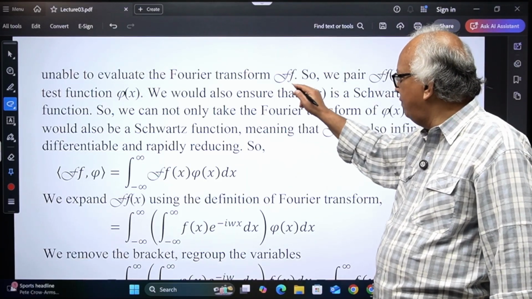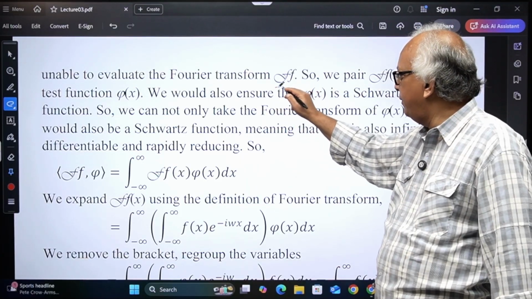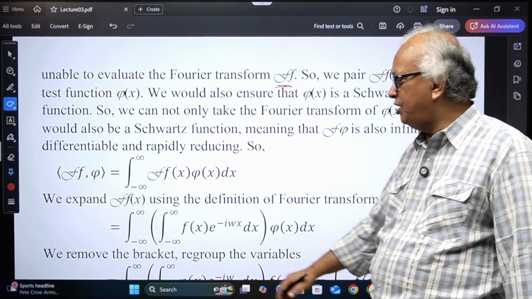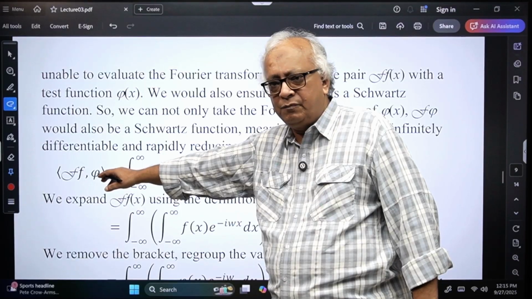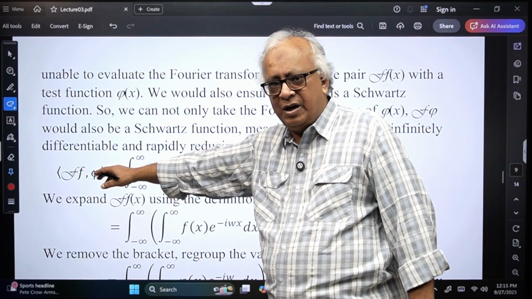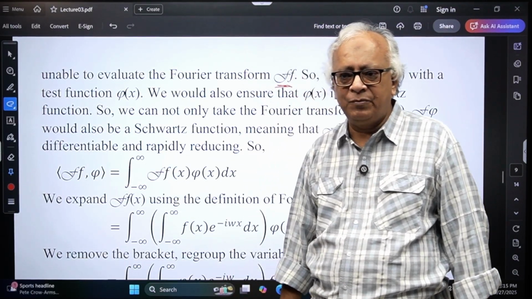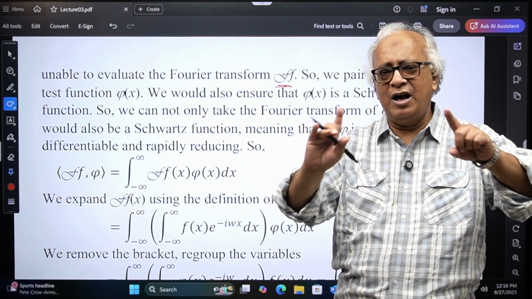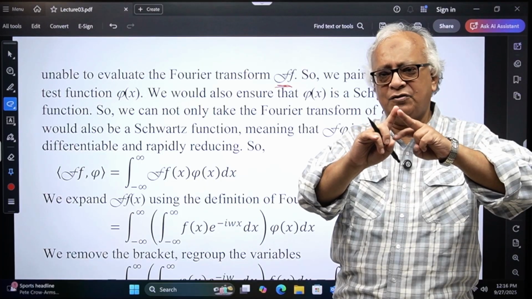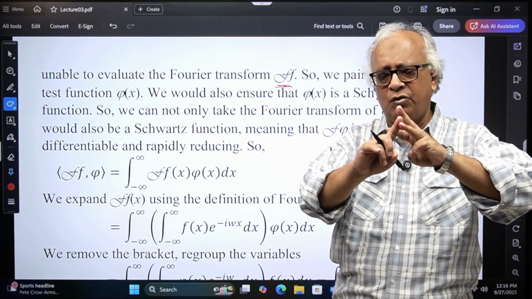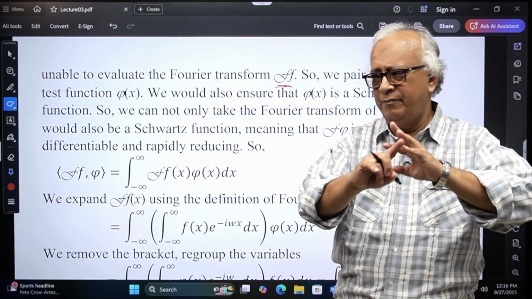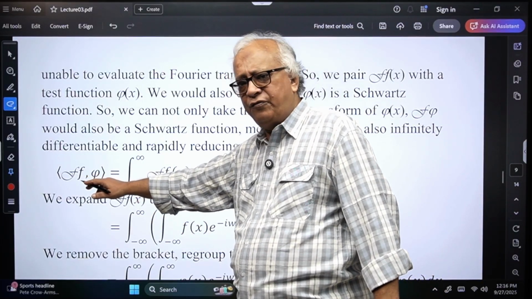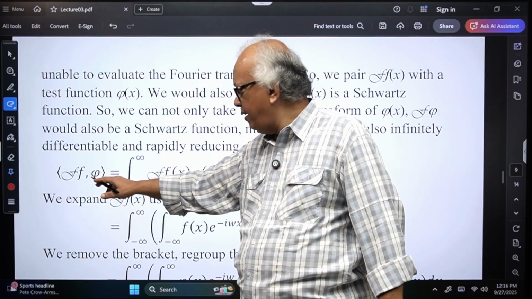f is not the problem. This is the problem. Therefore, what we are going to do, এটাকে আমি phi সাথে পেয়ার করে দিব। Phi is a good function. Phi এর Fourier transform করতে পারি, ইনভার্স Fourier transform করতে পারি, Fourier inversion কাজ করে, Parseval's identity কাজ করে। Therefore, Fourier transform of f paired with phi.